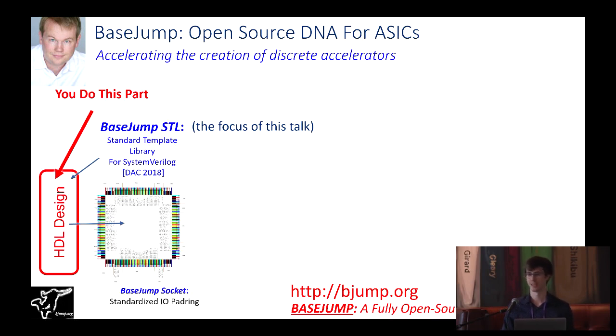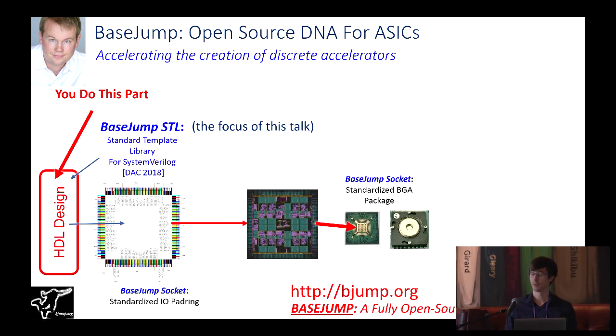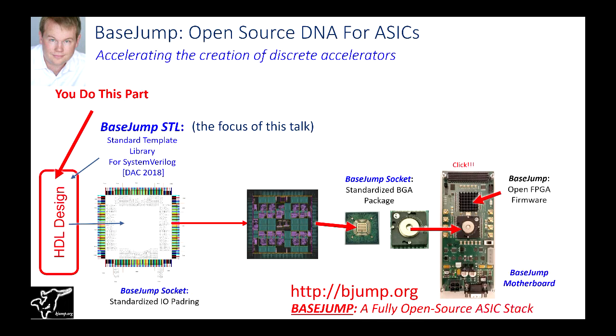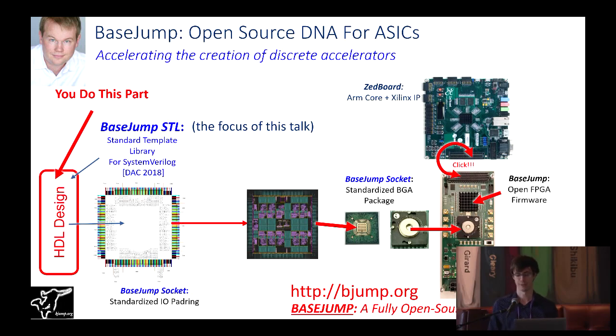There's also the BaseJump socket, which is an open source pad ring that we use to connect to the outside world. Fully placed and routed, it is PD optimized. We've manufactured BaseJump sockets, which you can use with the standard BGA packages into your BaseJump motherboard with your BaseJump open FPGA firmware. There's a theme here. And you can use something like a simple Zedboard to control this from a host interface. So you can use your DRAM controllers and everything like that.